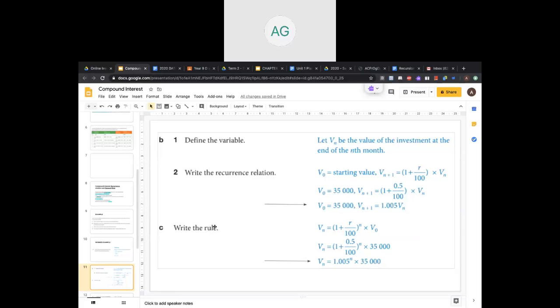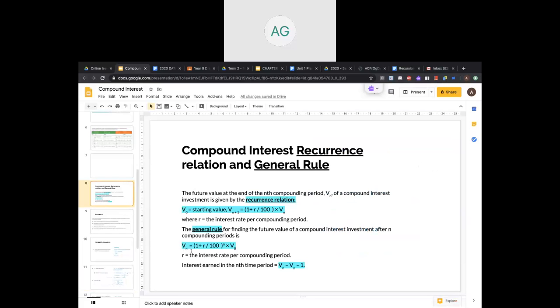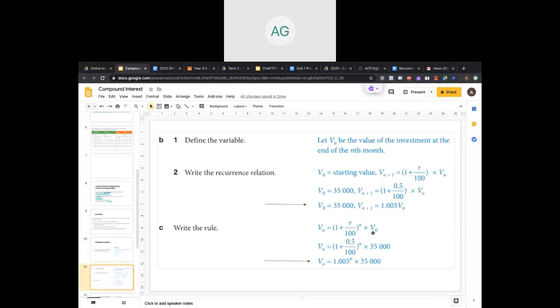Then the rule. The rule is a formula. So as you knew from that slide, the formula is Vn equals 1 plus r over 100 raised to the power n times V0. So you do the same thing here, substitute the values, that's it. So 0.5 divided by 100 gives you 1.005 raised to the power n times V0, which is your initial value, $35,000. So this one is your rule. This one is a formula for finding compound interest.